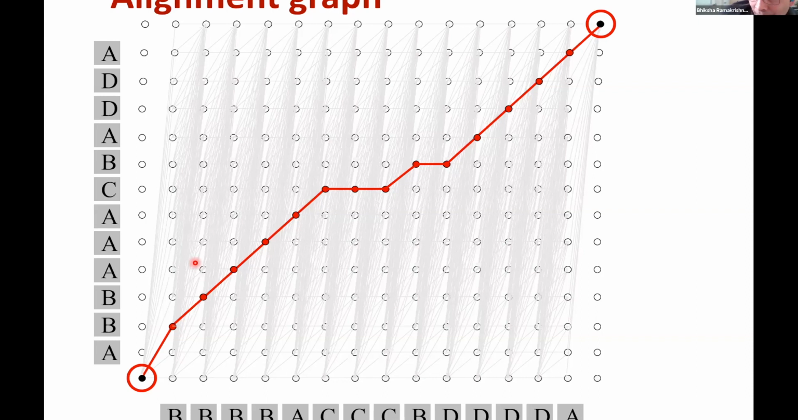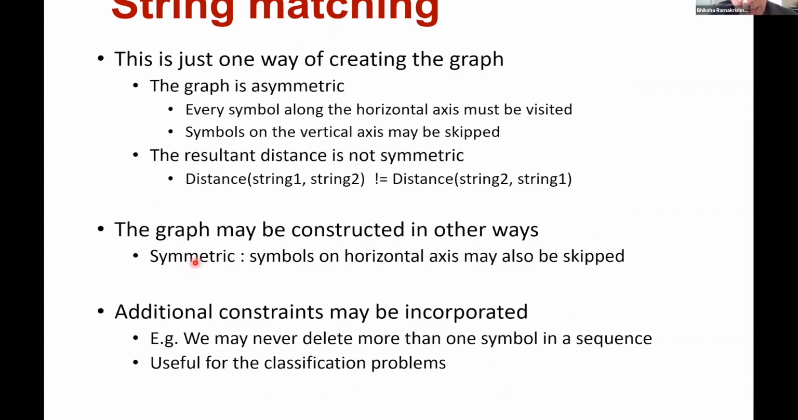But that's not what we really want to do. We are performing speech recognition. But before going into that, keep in mind that this is just one way of constructing the graph. The graph is asymmetric in the sense that every symbol along the horizontal axis must be visited, but we are permitting the alignment to skip symbols on the vertical axis. So the distance is not symmetric. The distance between string 1 and string 2 is not the same as the distance between string 2 and string 1.